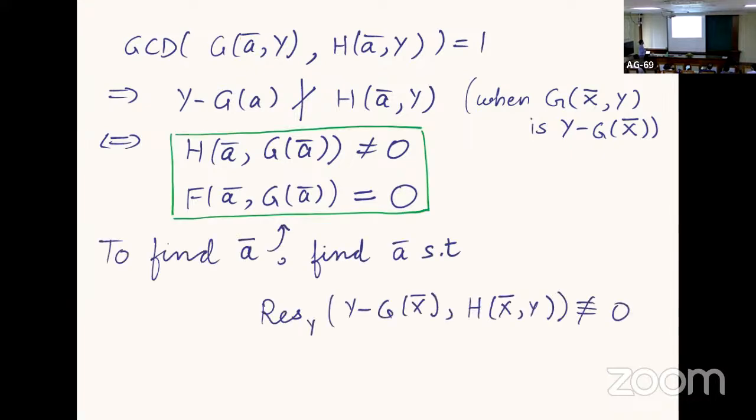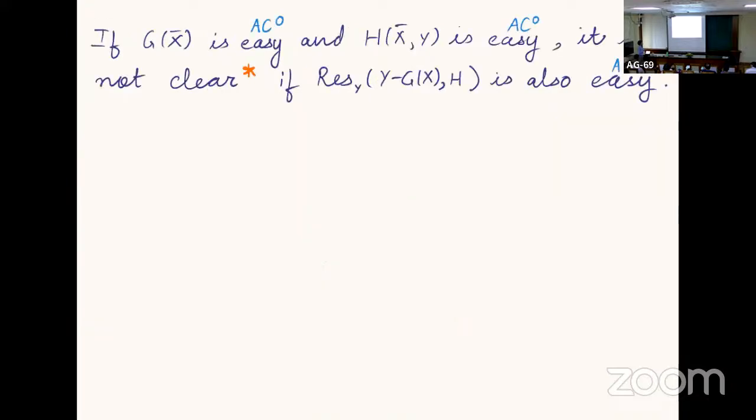What does this mean? If you want to find such an a, you want to find a vector which ensures that this polynomial, which is some resultant, is non-zero. And the idea here is to use PIT. And how do you use PIT? It turns out that if the factor you care about is easy, which here means it has a constant depth circuit, and the quotient is also easy. This might not be immediately true, but it turns out that if the factor is easy, then the quotient is also sort of easy.